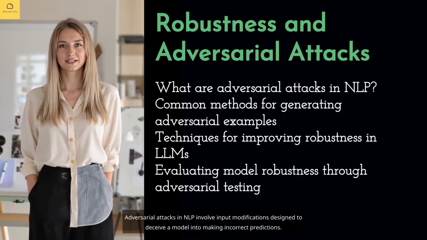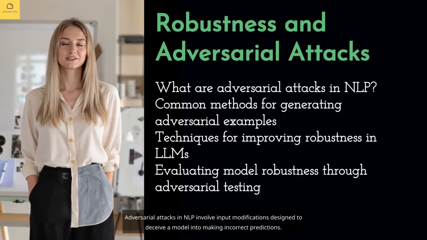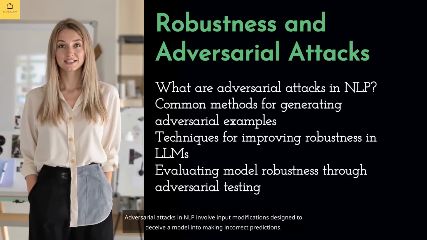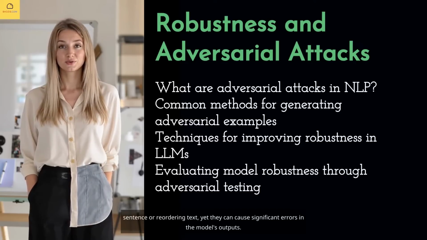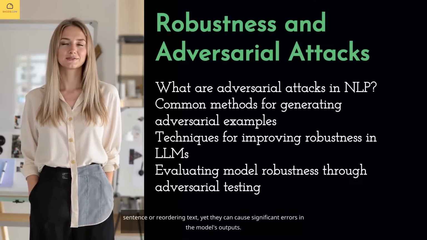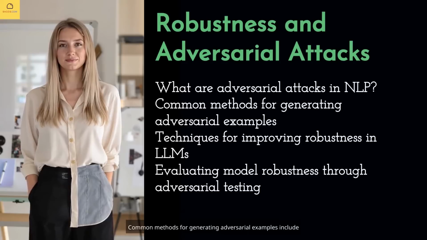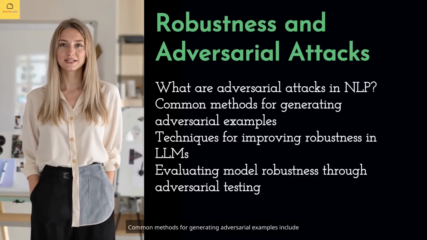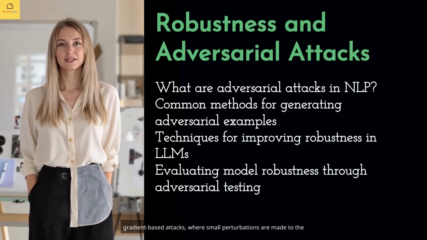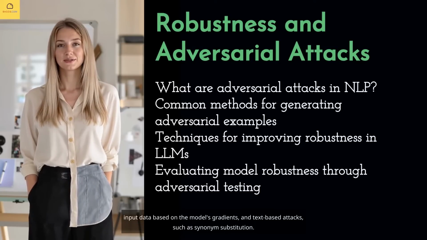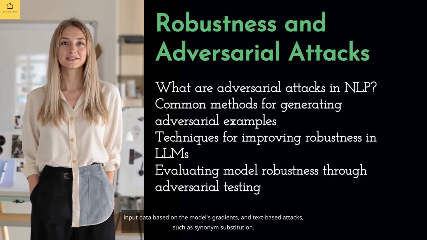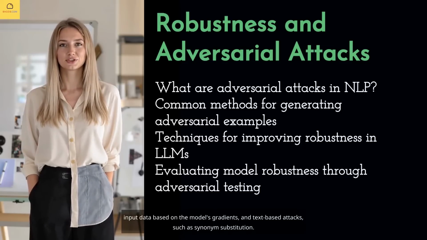Adversarial attacks in NLP involve input modifications designed to deceive a model into making incorrect predictions. These attacks can be subtle, such as replacing a few words in a sentence or reordering text, yet they can cause significant errors in the model's outputs. Common methods for generating adversarial examples include gradient-based attacks, where small perturbations are made to the input data based on the model's gradients, and text-based attacks, such as synonym substitution.